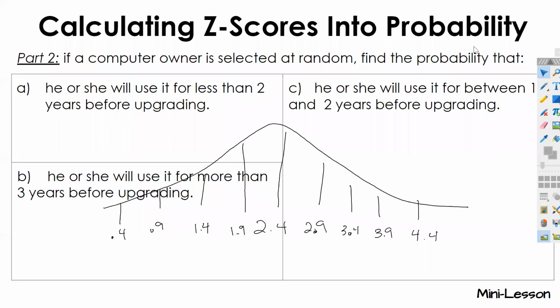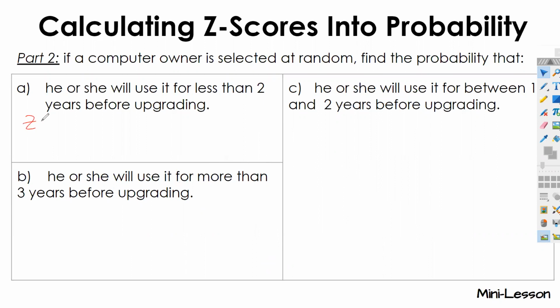Okay, so if a computer owner is selected at random, find the probability that he or she will use it for less than 2 years before upgrading. Okay, so 2 years is going to lie on our normal curve right in here. Well, we don't have a percentage for that. So what we're going to do is use the z-score. Okay, so I'm going to clear this really quick. We're going to use that z-score formula.